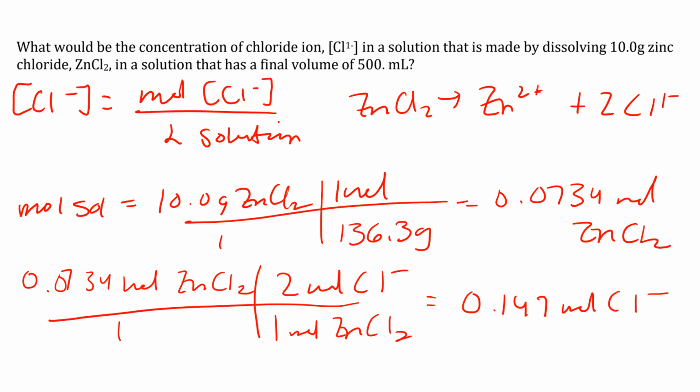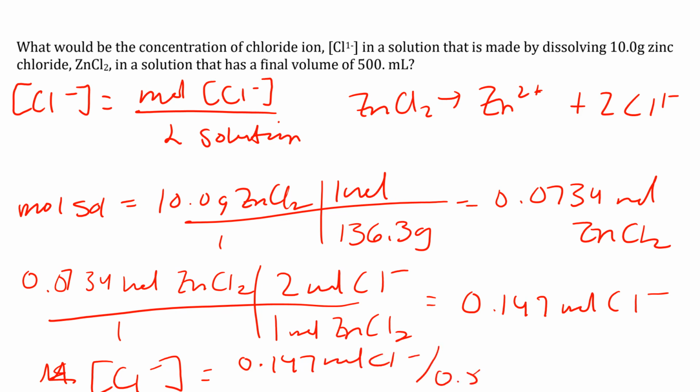Now I'm going to divide that to get the molarity of the chloride ion, or the concentration of the chloride ion. It's going to be the moles Cl1 minus divided by the total volume. That'll give us about 0.294 molar chloride ion.